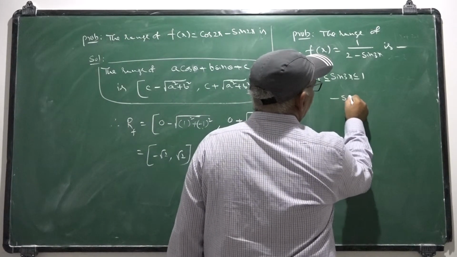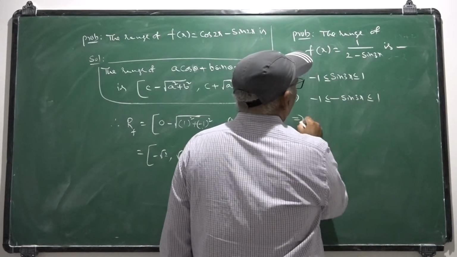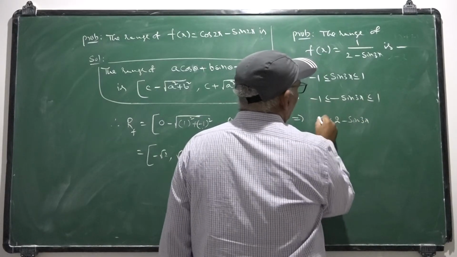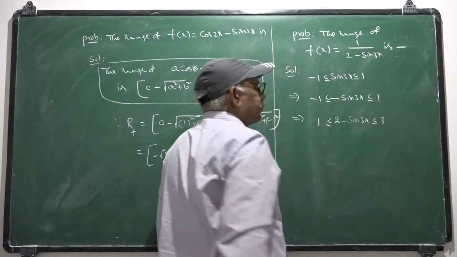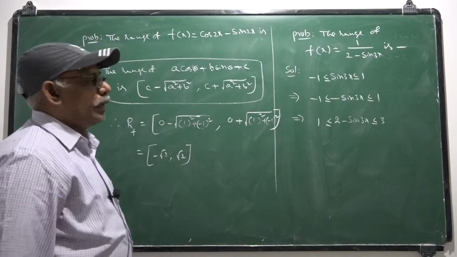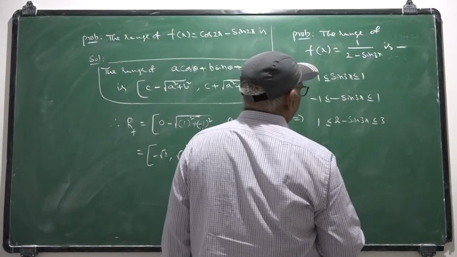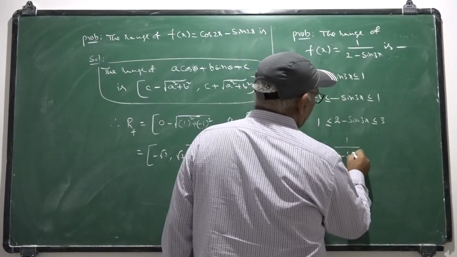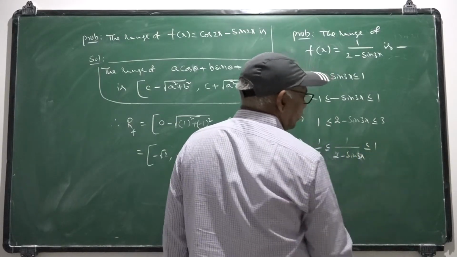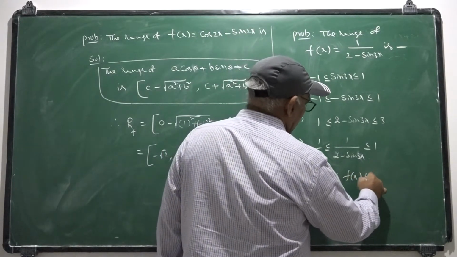So minus sin 3x also lies between minus 1 and 1 itself. That implies 2 minus sin 3x always lies between, adding 2 we get 1 and 3. Adding 2 throughout the inequality we get 2 minus sin 3x lies between 1 and 3. So that gives us 1 by 2 minus sin 3x lies between 1 by 3 and 1. Hence 1 by 3 is less than or equal to f(x) is less than or equal to 1 for all x.